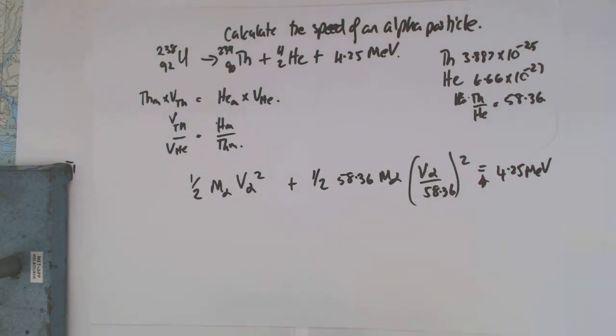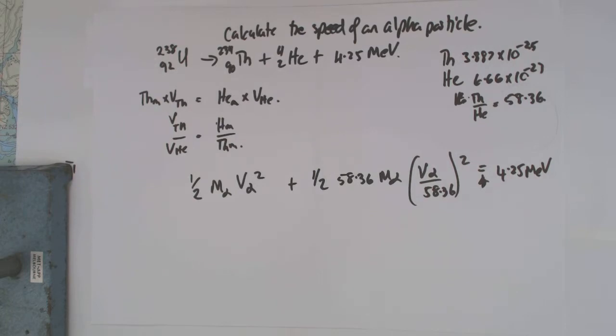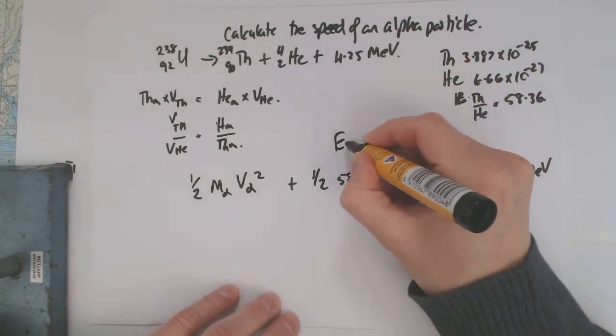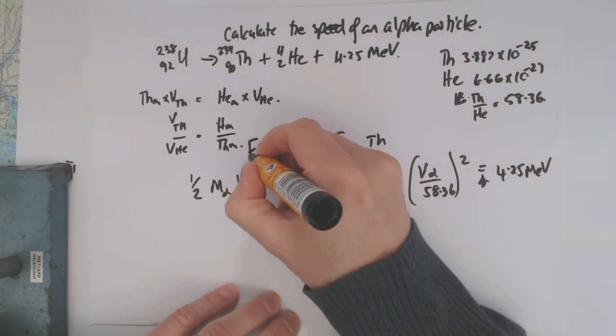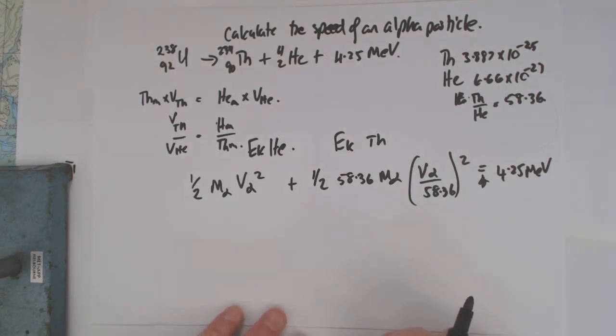The conservation of momentum means we've got the helium particle moving 58.36 times faster, which means that when we do the velocity of the thorium, we have to divide it by 58.36 because we're doing this all in terms of the alpha, and the mass of the thorium is that much times bigger. So the kinetic energy of thorium and the kinetic energy of helium must add up to that, because that was the energy released.